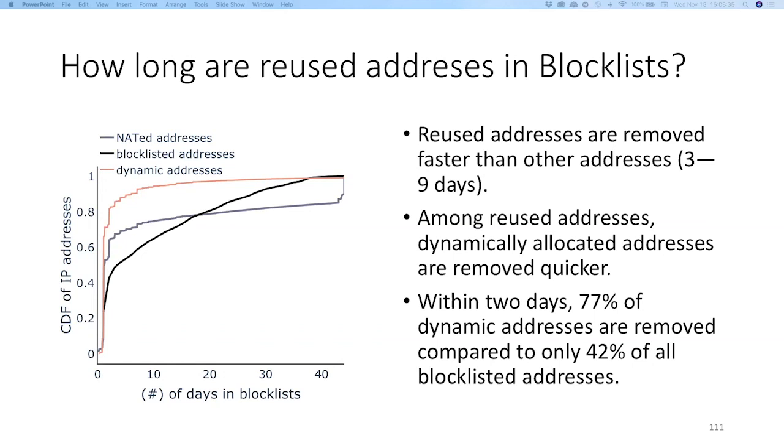The graph on the left shows the number of days reused IP addresses are present in blocklists, and the y-axis shows the CDF. One interesting observation is that among the reused addresses, dynamically allocated reused addresses are removed much quicker. Within 2 days, about 77% of all the dynamically allocated reused addresses are removed, compared to only 42% of the remaining blocklisted addresses.